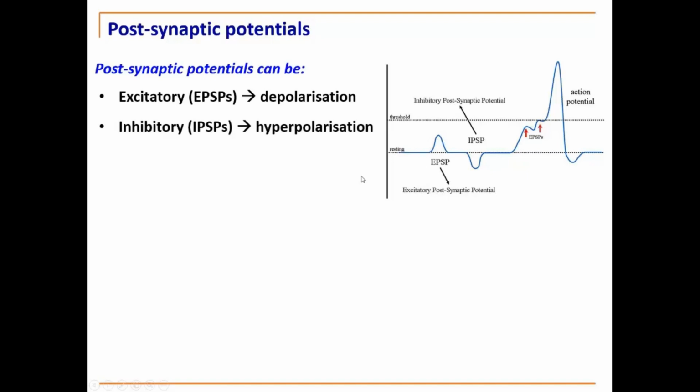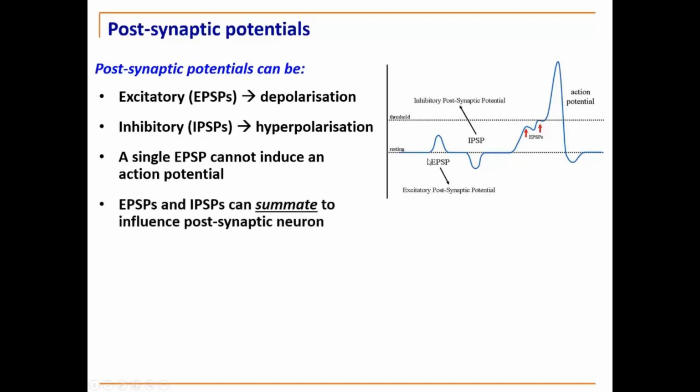It can also be inhibitory, so it might be an inhibitory neurotransmitter, and we get an IPSP, inhibitory postsynaptic potential. And we move further away from threshold, meaning we're less likely to get an action potential. EPSPs and IPSPs are both types of graded potential. A single EPSP, as you can see from this, can't induce an action potential. But EPSPs can summate, and IPSPs, of course, to influence that postsynaptic neuron.